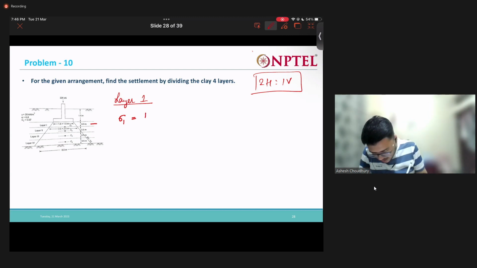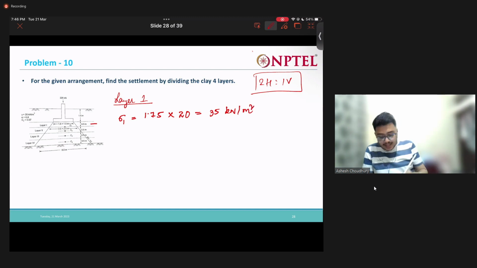Yes, 1.75 into 20, so 35. Now what is the delta sigma 1? The increase in pressure at this point, increasing pressure due to the footing at this point. So you are distributing it.